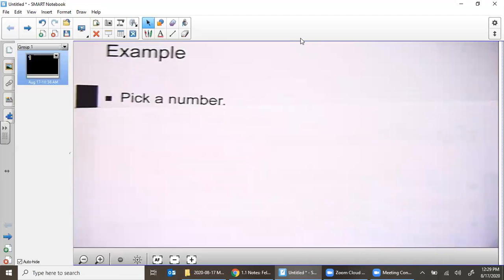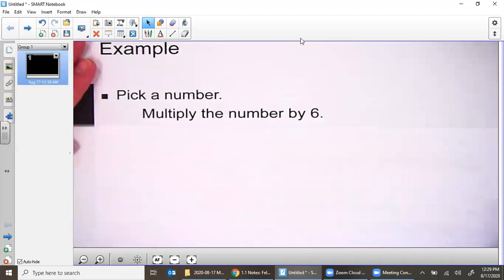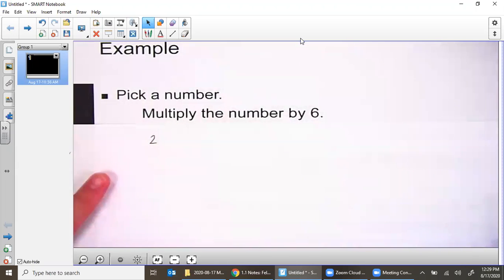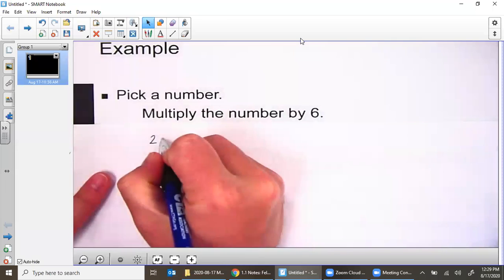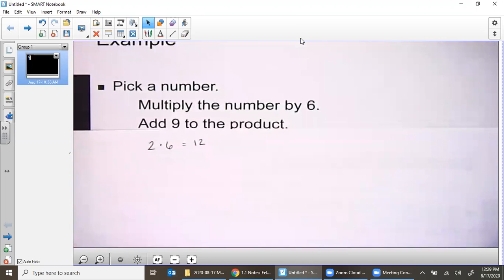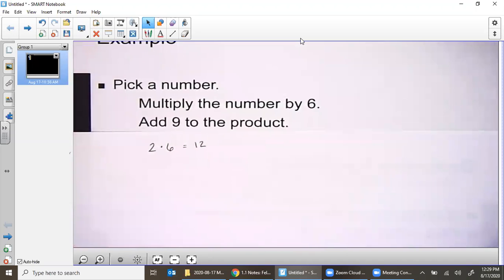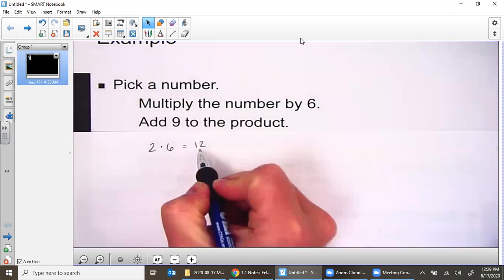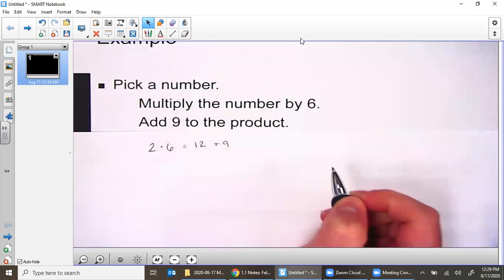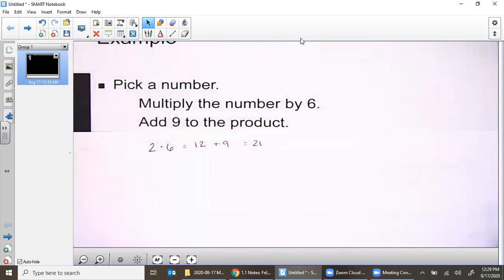Okay, so whatever that number was, I want you to multiply your number by 6. Okay, so for me, my favorite number is 2. So I'm going to pick 2, and then in my notes, I'm going to show 2 times 6 is 12. So that's what's written down so far. Okay, then I'm going to add 9 to the product that I just got. So I had 12 was my product. I'm going to add 9 to that, and I'm going to get 21.